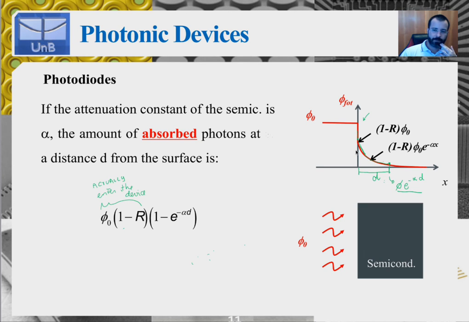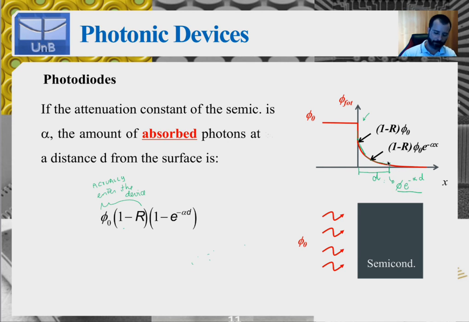So what we're actually interested in is the amount of absorbed photons at a given distance d from the surface, right? Because the absorbed photons are the ones that are going to be generating the electron hole pairs. We can find this by considering the following. If this is the number of photons per second which actually enter the device, if we multiply this by 1 minus e to the power of minus alpha d, we find the amount of absorbed photons at a distance d.